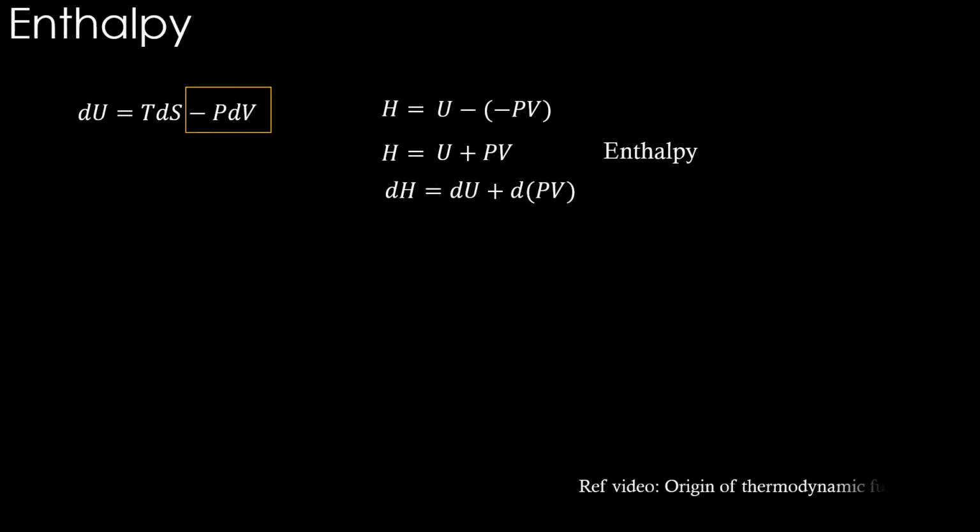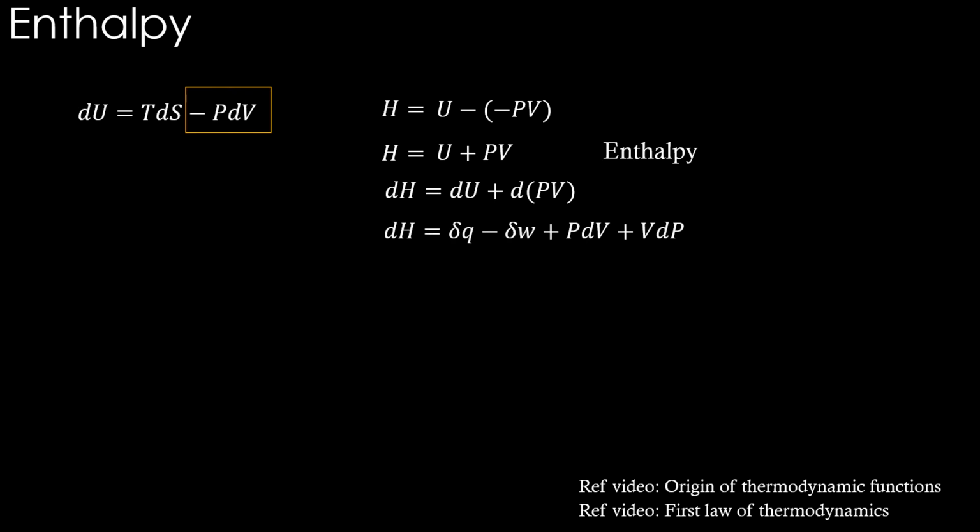In this video, we will see some sensible intuitions and expressions for enthalpy. This is how we started when we derived enthalpy from Legendre transformation. Now from this step onwards, let's go in a slightly different way. For this dU, let's substitute the expression from the first law. Now dH is equal to δQ minus δW plus PdV plus VdP.